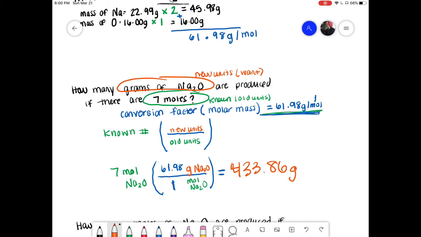And grams of Na2O. So does this answer make sense? Well, we know that for every 1 mole of Na2O, there's 61.98 grams. So if we have more than 1 mole of it, our answer as our number has to be bigger than 61.98, which it is. It's 433.86.